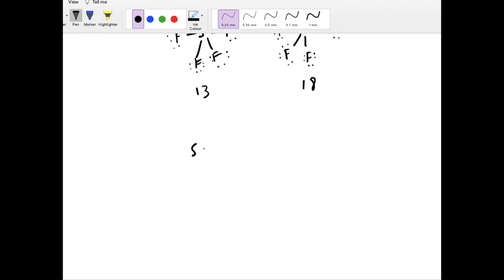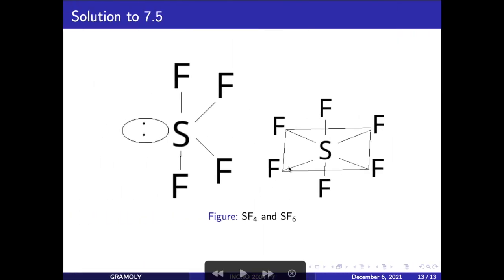So this would be F, F, and then you have a dash bond F and a wedge bond. Sorry, this is the wedge and this is the dash, and this would be the lone pairs with 13 lone pairs in total. So this is the SF4 structure. Now, I think that's the last slide. 13 out of 13 slides done.